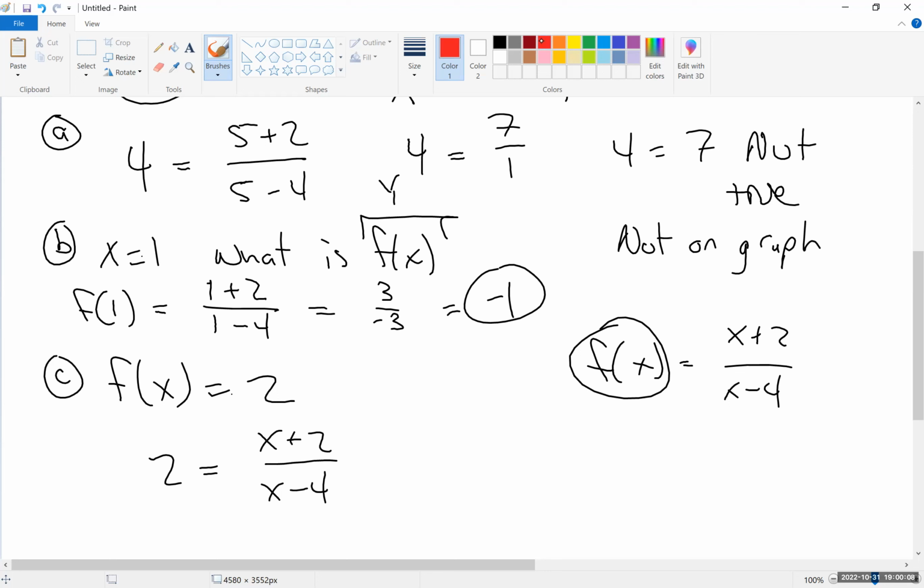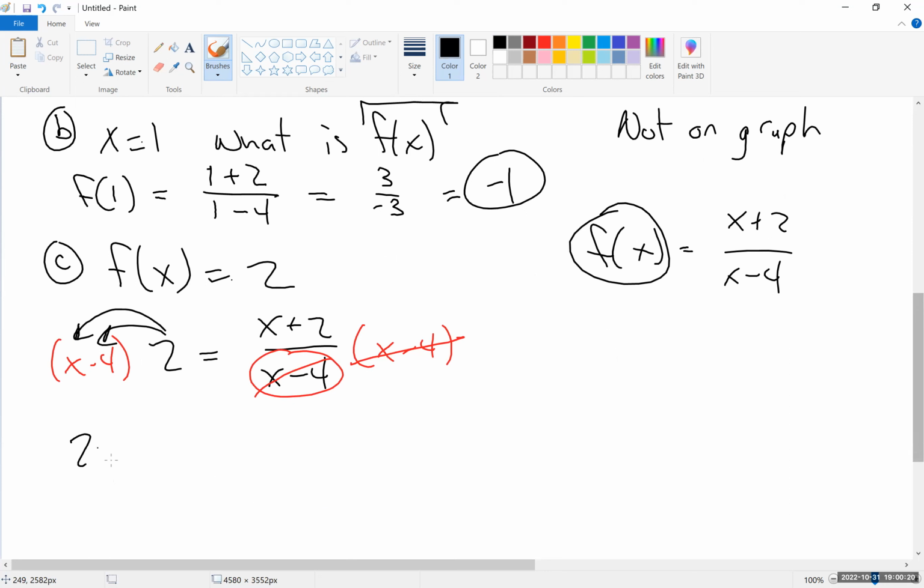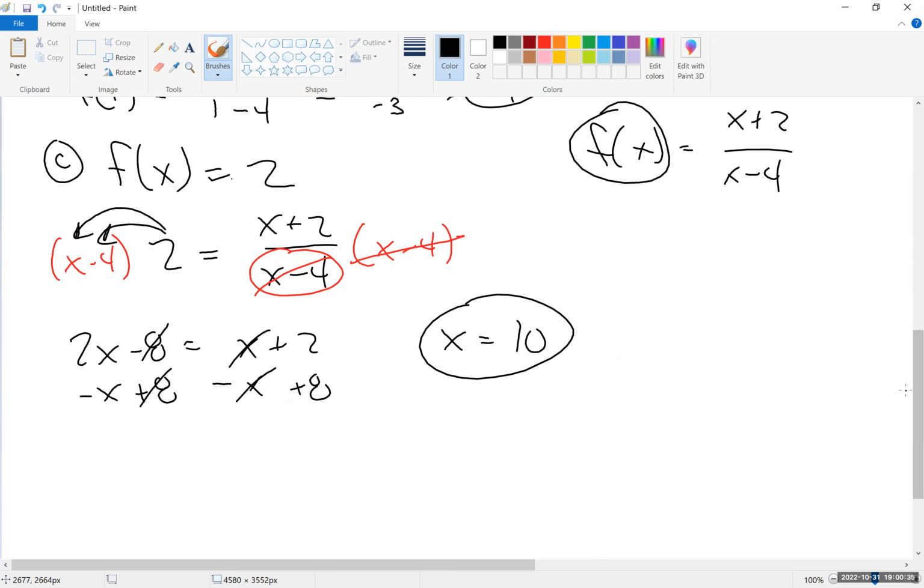In order to solve this, to get rid of division by x minus 4, we multiply both sides of the equation by x minus 4. On the right side, x minus 4 cancels x minus 4. On the left side, we're going to distribute the division. So we get 2x minus 8 equals x plus 2. Subtract x, get the x by itself. We're going to add 8. And I know I'm going way too fast. It's not even helpful. But these cancel. You get x equals 10. So our answer here is going to be 10.